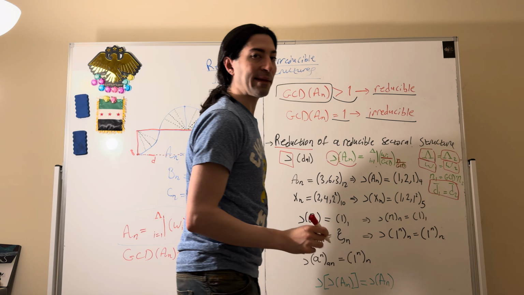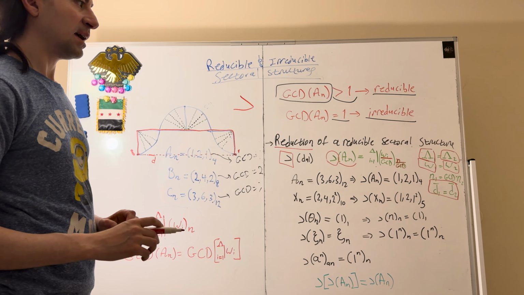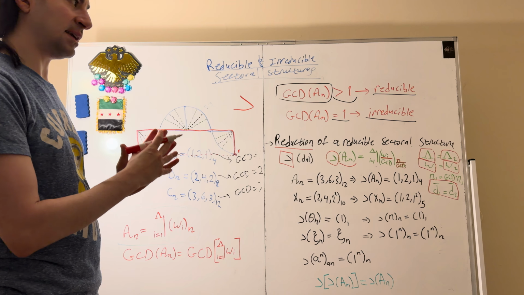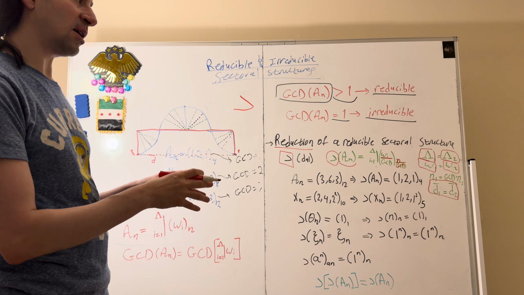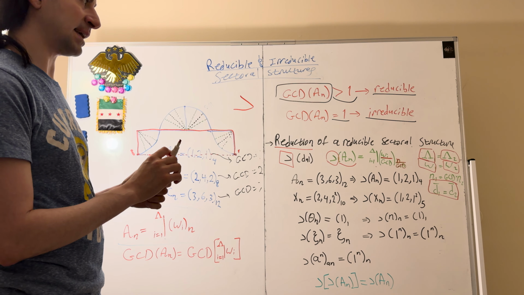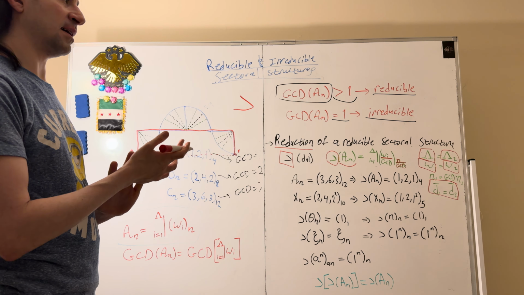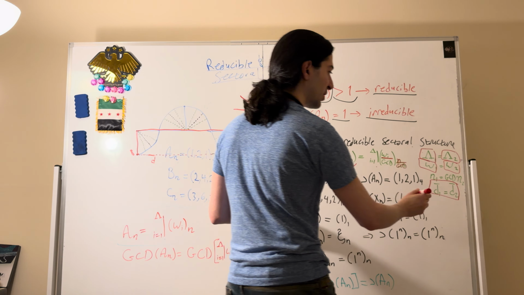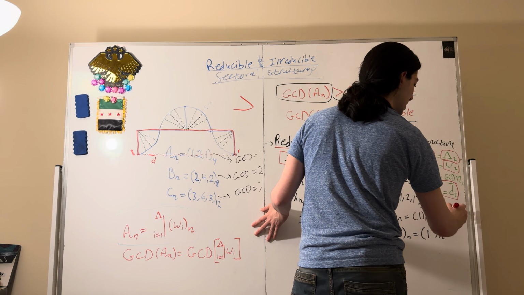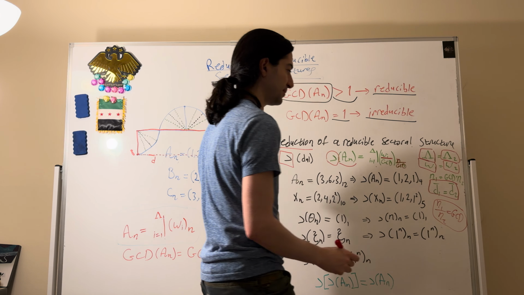Now the degree will not be the same because we're going to have a different number of sectors, but we will say that the degree of the first sector is equal to the greatest common divisor times the degree of the second sector. Another way to say this is the n1 over n2, so the degree of the first over the degree of the second, will give us the greatest common divisor.